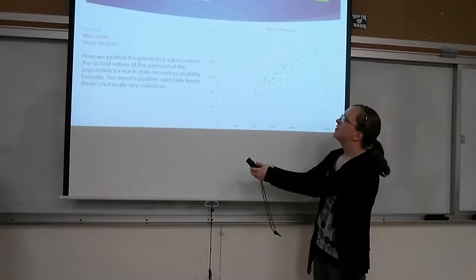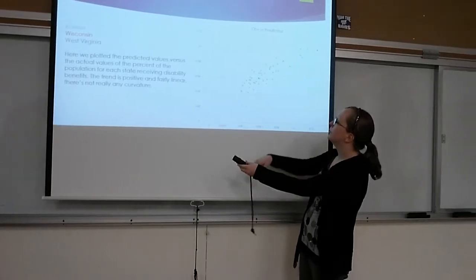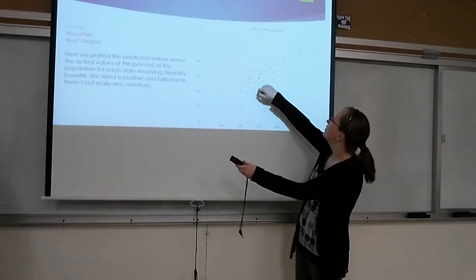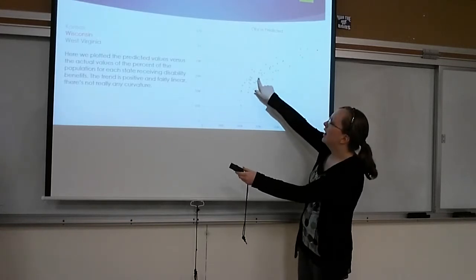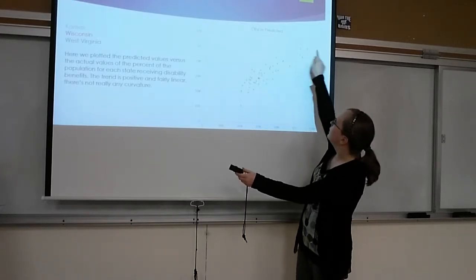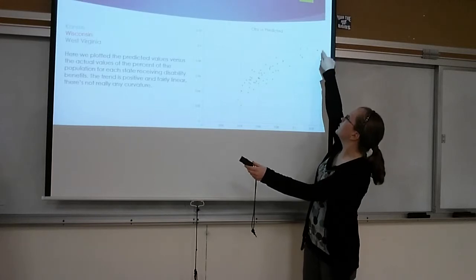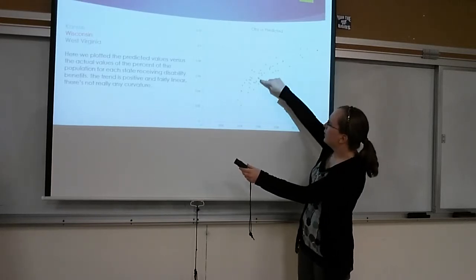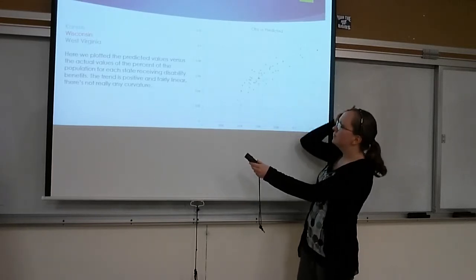And this is just so you can see on our predicted versus actual plot the different points here. So we have Kansas, we have Wisconsin, and then we have West Virginia. So West Virginia was the one with the really high residual. Wisconsin was the one with the lowest residual out of all of it.